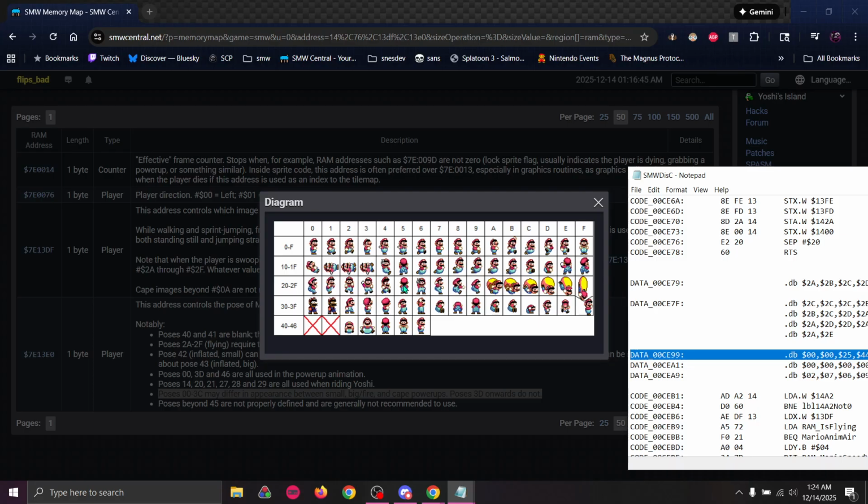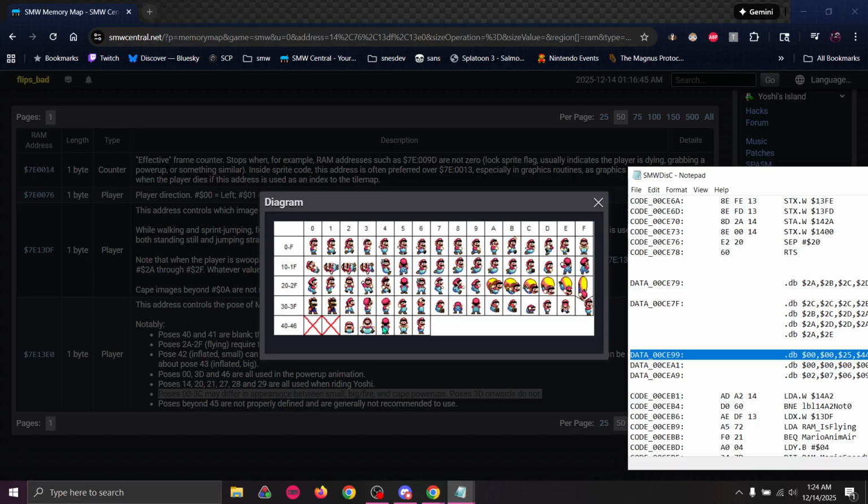Now, alternatively, if you are big, Fire, or have a cape, it'll use pose 44. And this is a bit odd, because 44 is not a dynamic pose, it is a static pose. So it'll always render this image you see here, just with or without a cape drawn on top of it, or with the palette for Fire Mario, or if you're playing as Luigi, the exact same thing but with Luigi.